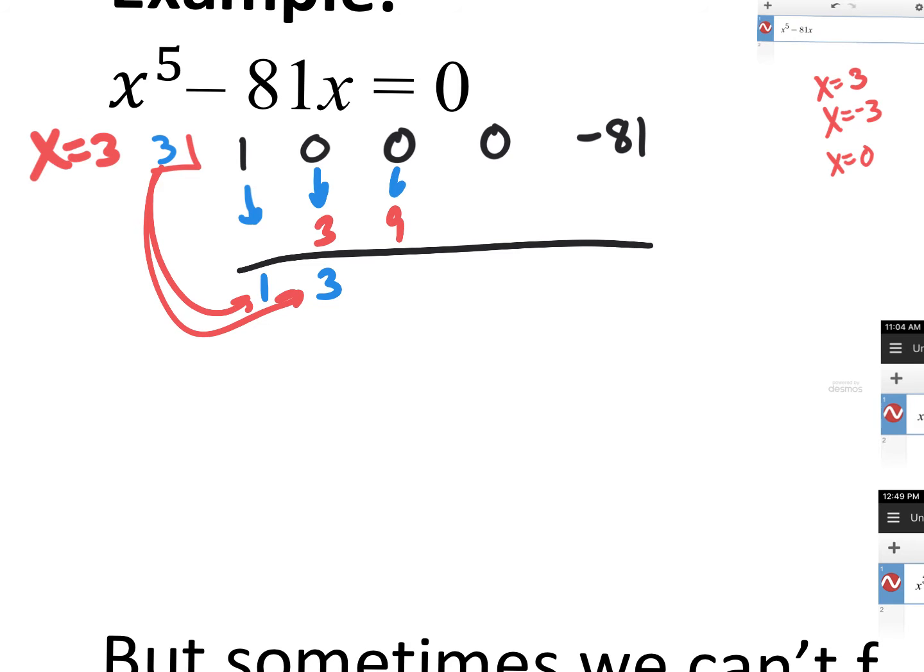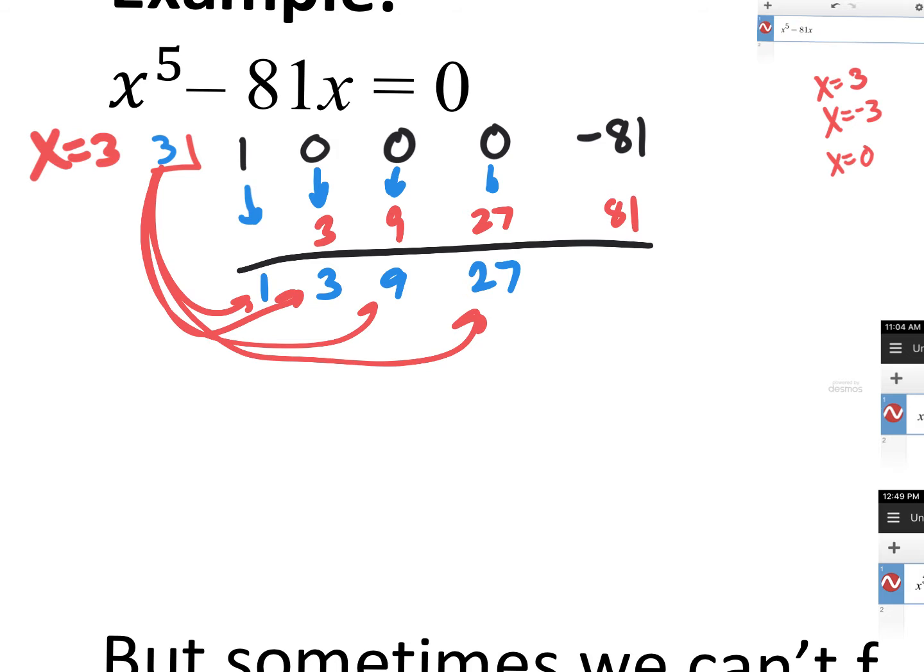As you go down, combine. 0 plus 9 is 9. As you go up, multiply. 3 times 9 is 27. As you go down, combine. 0 plus 27 is 27. As you go up, multiply. 3 times 27 is 81. And we are at our remainder, and we need that to be 0. It's not a surprise. As a matter of fact, we need it to be 0. If it's not 0, then we know we did something wrong, and these numbers are wrong, which will mess up our depressed polynomial. Okay?